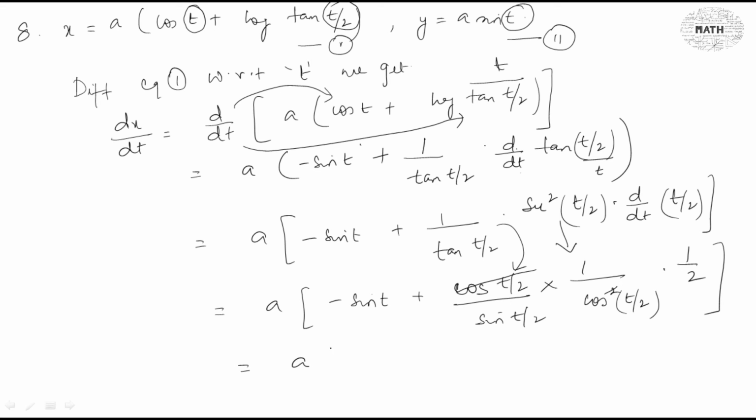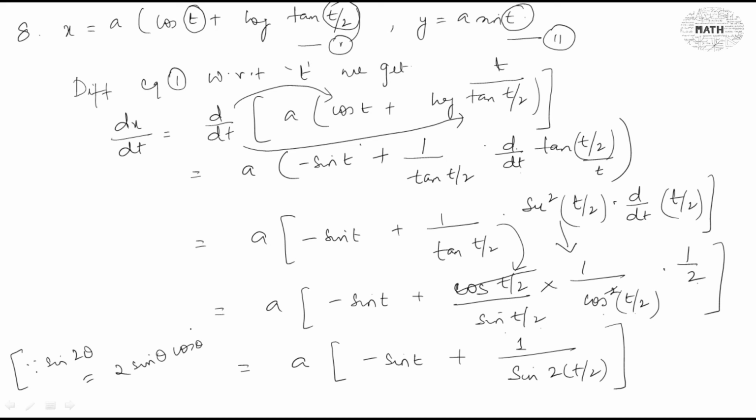So I got the answer a minus sine t plus, now 2 sine theta cos theta is how much? 1 divided by sine 2 theta, right? How did I get it? Do you remember again? Since sine 2 theta is equal to 2 sine theta cos theta. Don't forget this one. So I got here 2 sine theta cos theta is nothing more than sine 2 theta. Clear? I cancel this 2 along with this 2.